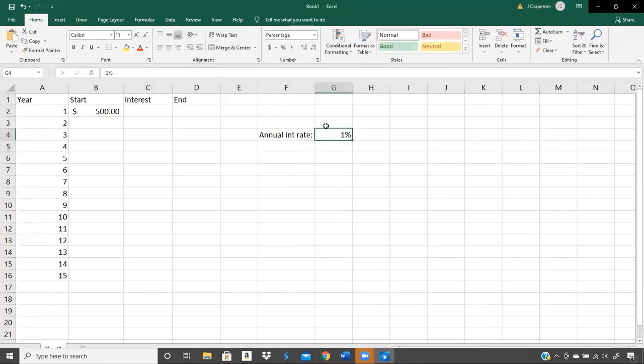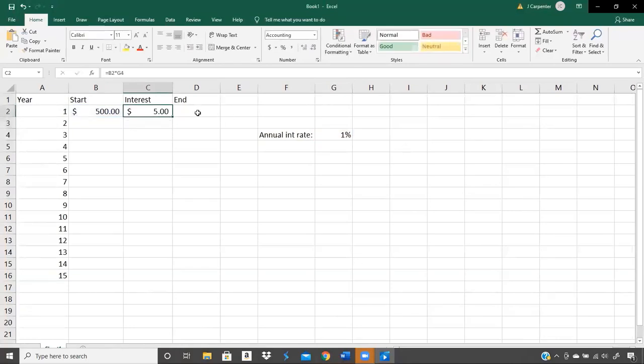So 500 bucks, 1%, it's not a lot of money and it's not a very good interest rate, but we're just starting out here. So our interest should be the product of that year's beginning balance, which is the 500, you can click or type cell B2, then times the interest rate. When I do this, spoilers, there's something slightly wrong about this that we will correct, and it's the same thing that I corrected in the lecture earlier.